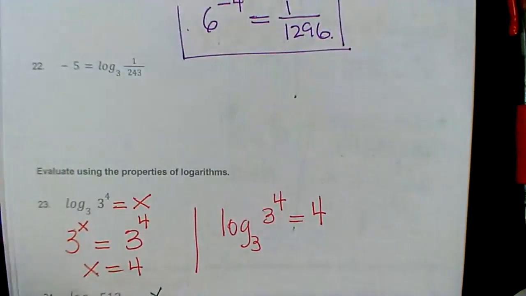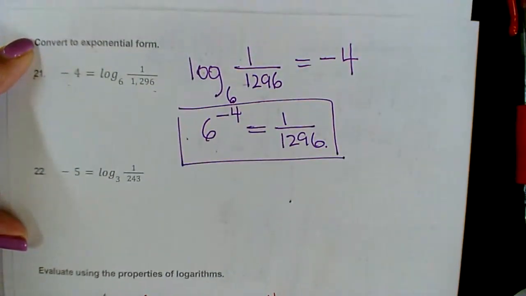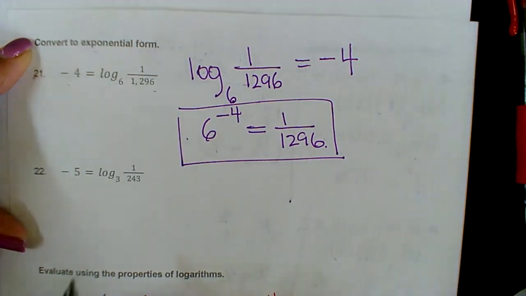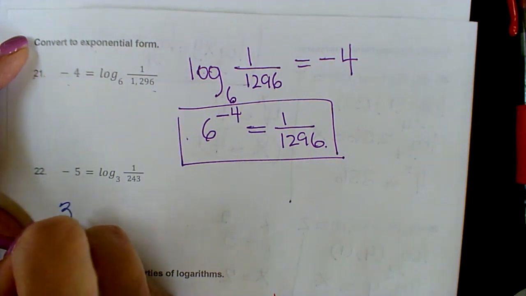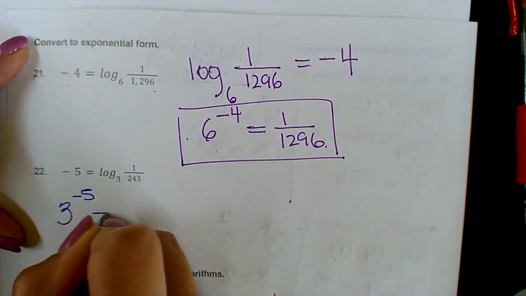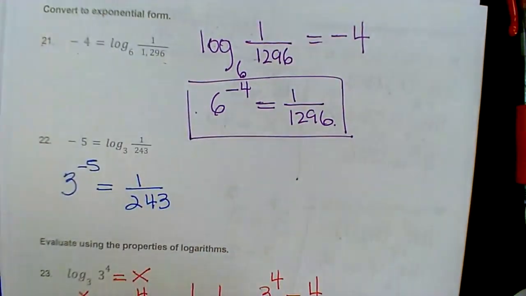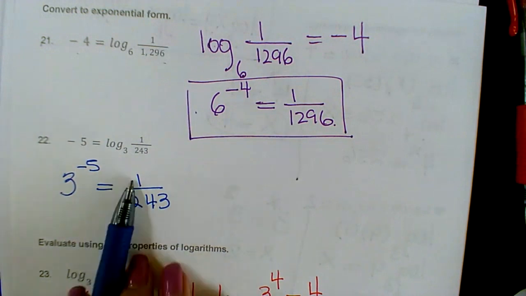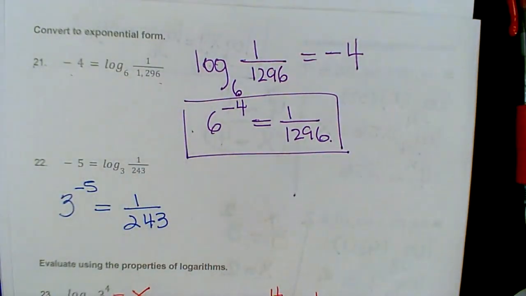Now, they only want us to convert to the exponential form. Okay. So we're going to do base 3 to the negative 5 is equal to 1 over 243. They only want us to convert to the exponential form. That's it.